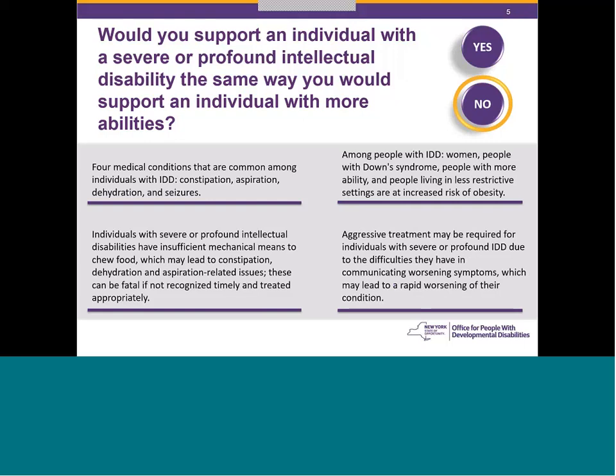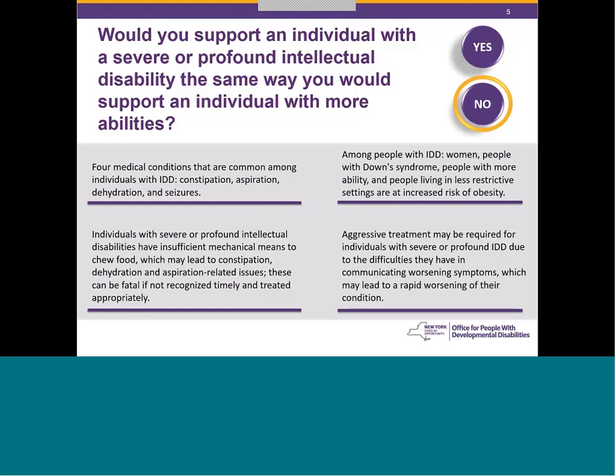Overall, aggressive treatment may be required for individuals with severe or profound intellectual disabilities, mainly due to the difficulties they have in communicating symptoms, which may actually lead to a rapid worsening of her or his condition. Research shows that about 37% of adults with intellectual disabilities and 80% of adults with Down syndrome have unhealthy teeth and gums. Care managers, in collaboration with the clinical or medical teams in and outside the CCO, must continue to decrease these percentages by establishing the necessary aggressive treatments.